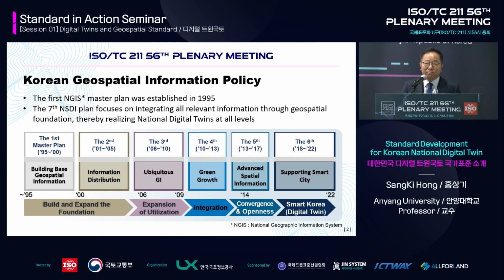Probably most of you know, but there are other foreign experts who do not know the Korean NGIS master plan that started in 1995. So it's been quite long years that we have been trying to establish national spatial data infrastructure, and it's evolving. So now from 2023, we start the 7th NSDI master plan. And the seventh NSDI plan focuses on integrating all relevant information through geospatial foundation, thereby realizing national twins at all levels.